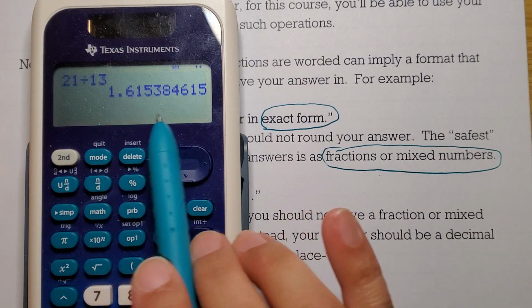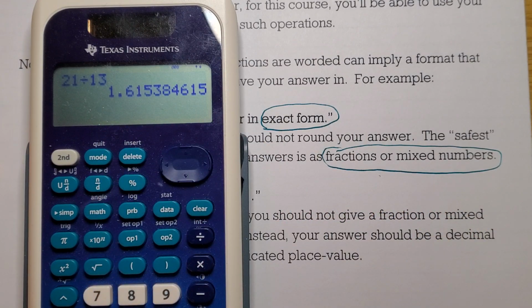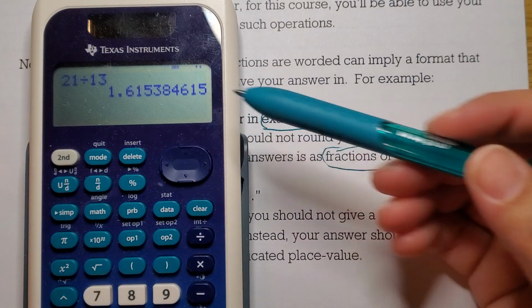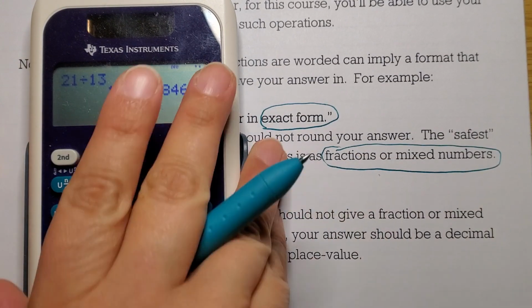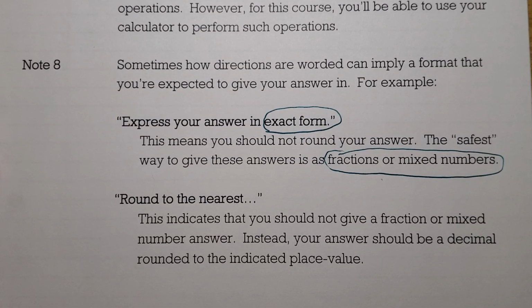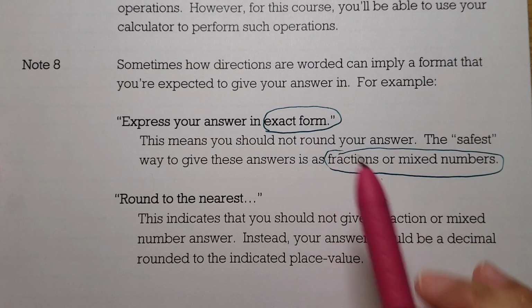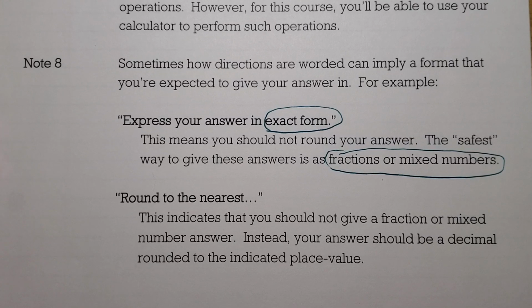Because even if I wrote down all the digits that are on the calculator, that doesn't necessarily mean that it's exact. In fact, it often means that it's not exact. It means I'm rounding to wherever my calculator rounded. So using a decimal when you see the word exact form is pretty dangerous.